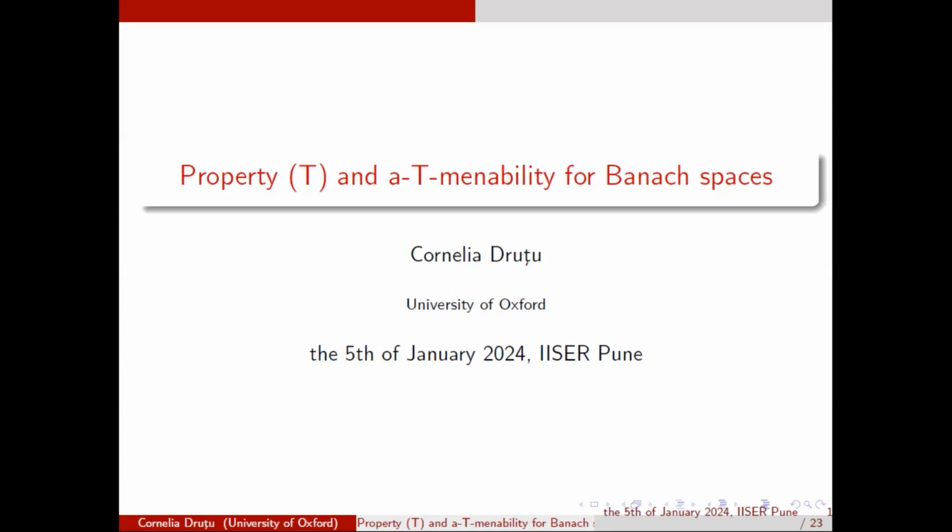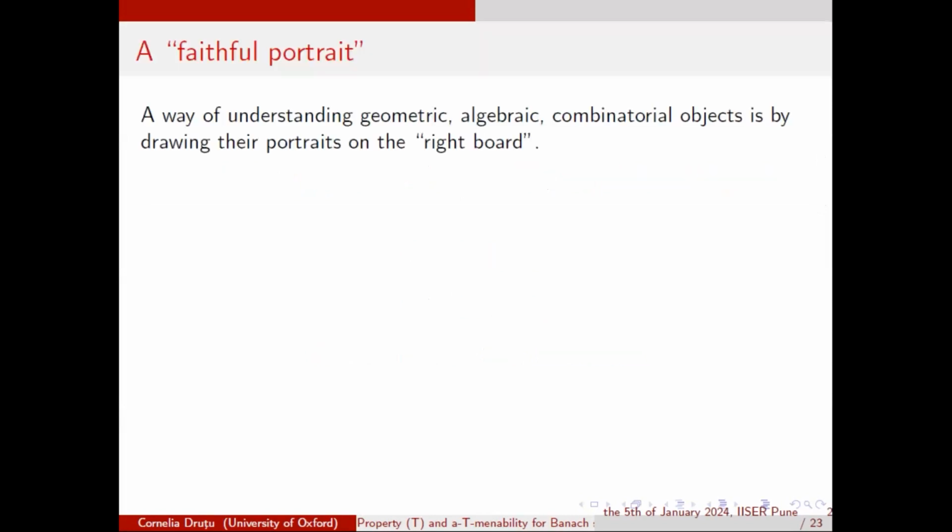So why should we be interested in these two properties and moreover for Banach spaces? Because, let's say, a generic method used in many areas, geometry, algebra, and combinatorics, is to understand a certain object by drawing it accurately on the right kind of board. This is something that mainly was used in theoretical computer science and combinatorial optimization.